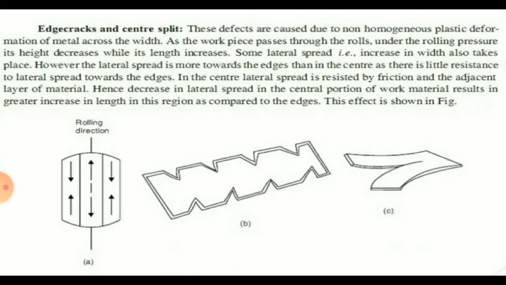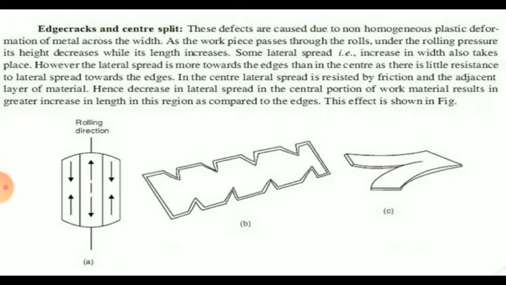So due to this, lateral spread near the center of the sheet will be less than at the edges of the sheet. So there is lateral spread; it is less at the center of the sheet, and at the edges of the sheet it will be more. Hence, the decrease in thickness near the center of the sheet will be converted into an increase in length, and the increase in length at the edges will be less than at the center of the sheet.